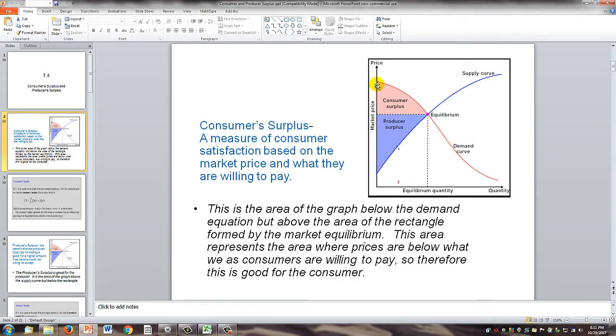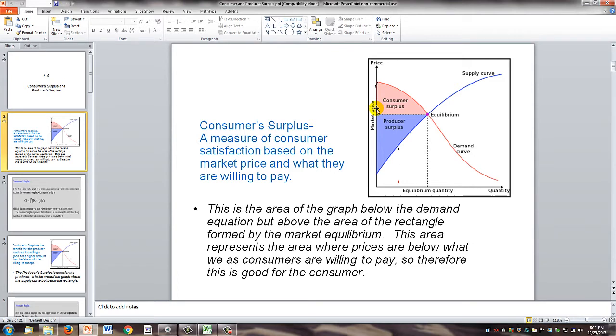And then you have a demand curve, and the demand curve is always going to have a negative slope, and the supply curve is always going to have a positive slope. So as quantity increases on the demand, the price is going to go down, and as quantity increases for supply, the price goes up. And so let's look at consumer surplus first.